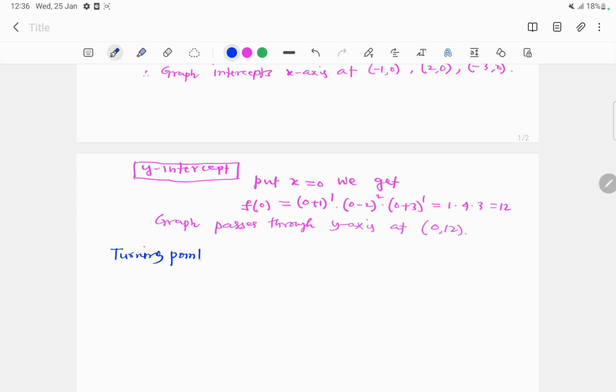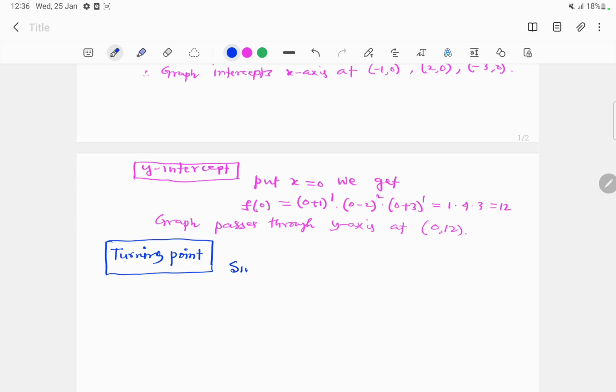So if we know how many turning points we have, then it is good for us. Later, the turning point, when we use calculus, we say this is something called where the derivative becomes 0, so that is a saddle point. So basically, now let me write down here the turning point. How many turning points does the polynomial function have?